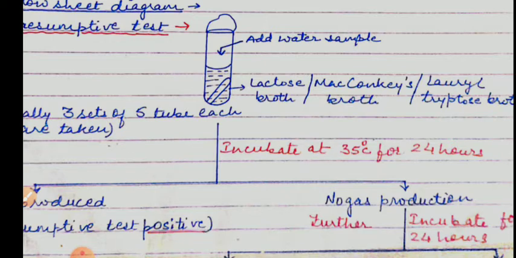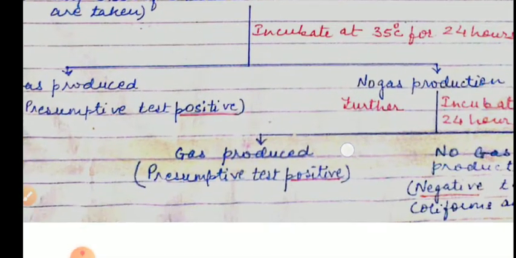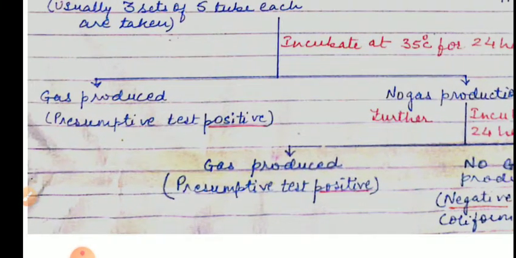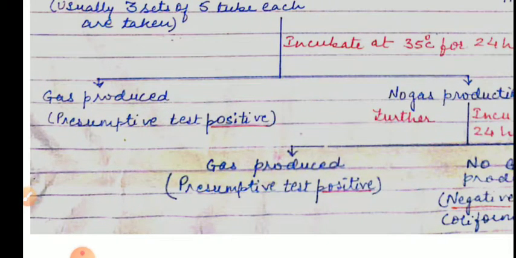In each tube we place a Durham's tube for checking gas production by the microorganism. Now all 15 tubes containing the medium are sterilized, and after sterilization we add the water sample into the tubes. In the first set of 5 tubes we add 10 ml of water sample. In the second set of 5 tubes we add 1 ml of water sample, and in the third set of 5 tubes we add 0.1 ml of water sample, and incubate all the tubes at 35 degrees Celsius for 24 hours and check for gas production.